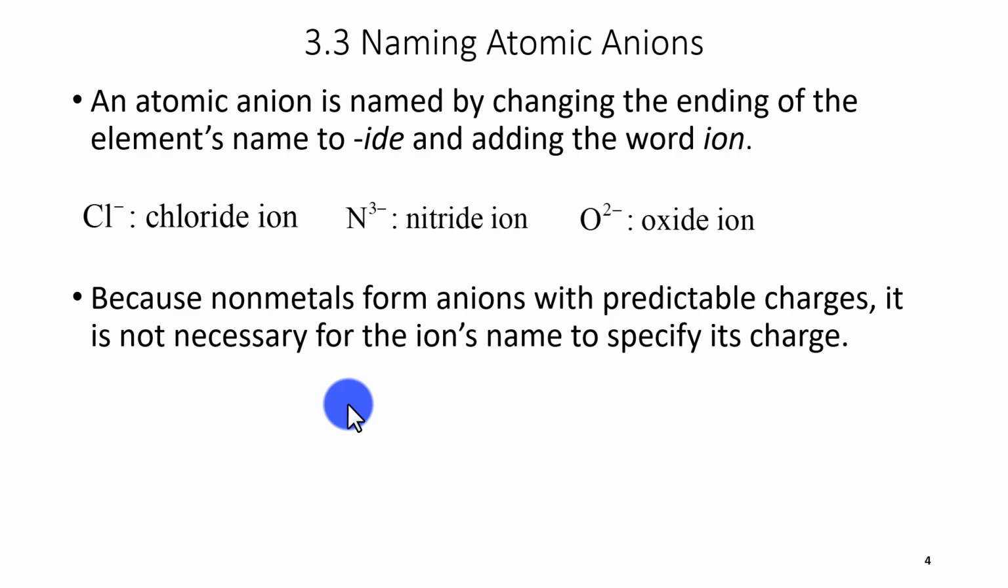Nonmetals always form negative ions of one particular charge. They do not form multiple charges. And so we always know what the nonmetal's charge is going to be, what type of ion they're going to make. Group 7 will always form a -1 ion. Group 6, where oxygen is found, will always form a 2- ion. Group 5, where nitrogen is found, will always form a 3- ion. And therefore, we don't have to specify the charge of the anion in Roman numeral. We never do.